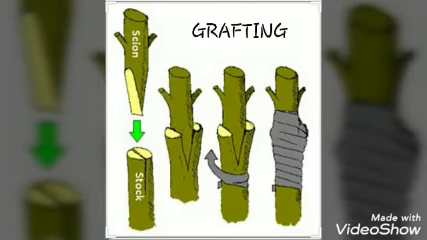Another method of vegetative propagation is grafting. It is a method of obtaining superior quality plants from two different plants by taking the root system, which is known as the stock of one plant, and the shoot system, which is known as the scion of another plant.